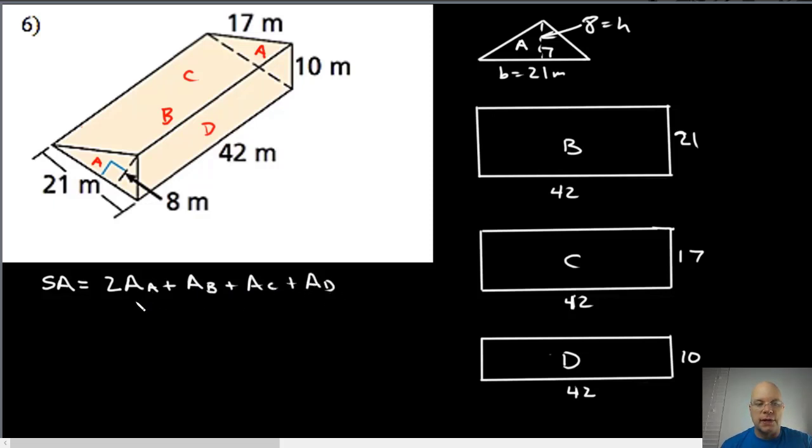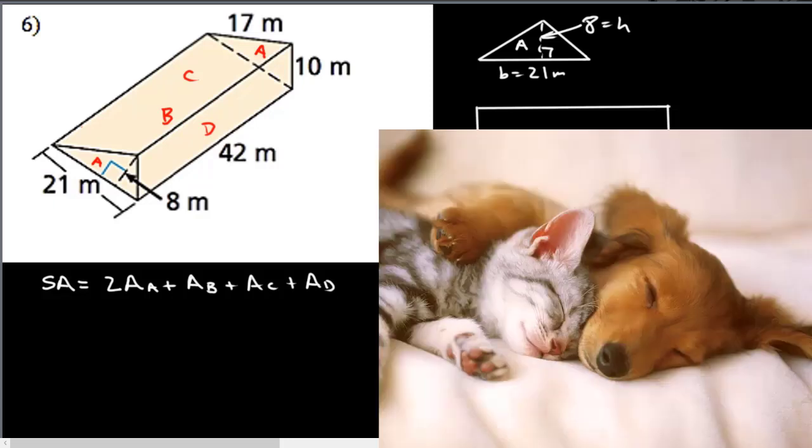Then you just substitute in the area formulas for each of the different shapes, and you can calculate the surface area. Why don't you try to do that during the pause and come back and see how you did. Paused.